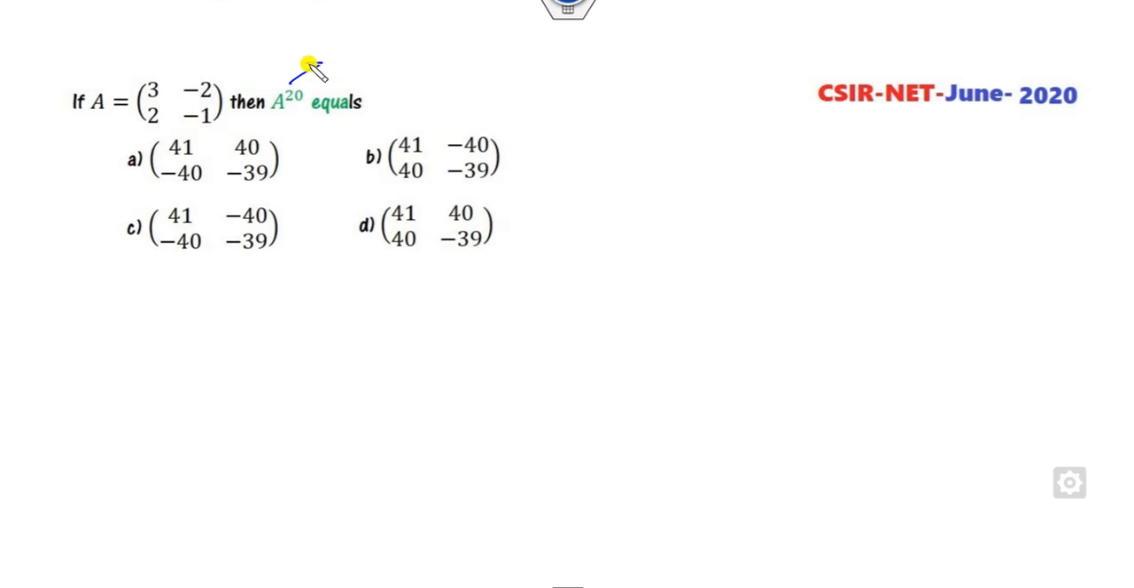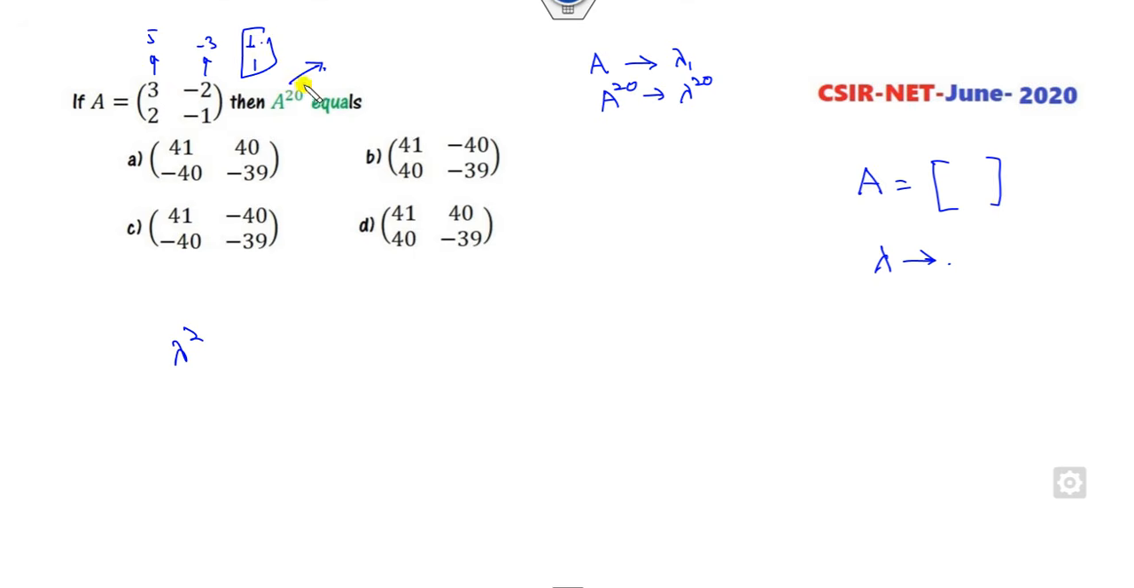Okay, A raised to power 20. Remember, whenever a matrix is given to you, always try to find the eigenvalue. You can write the determinant equation, but you can see the column sums are 5 and minus 3, not the same. The row sums are 1 and 1, so the row sum is the same. So one eigenvalue is 1. Since it's a 2 cross 2, the trace will be 2, so the other eigenvalue is also 1.